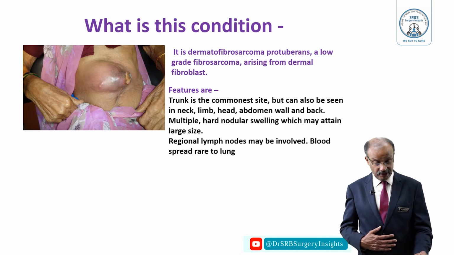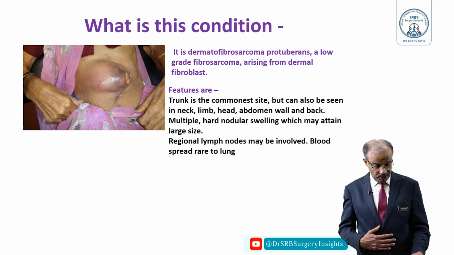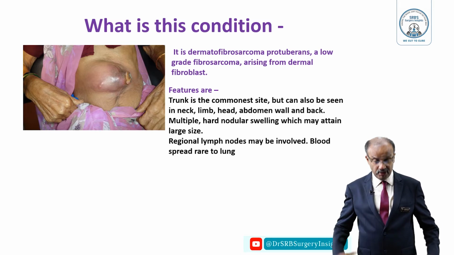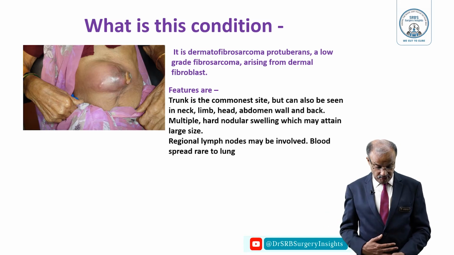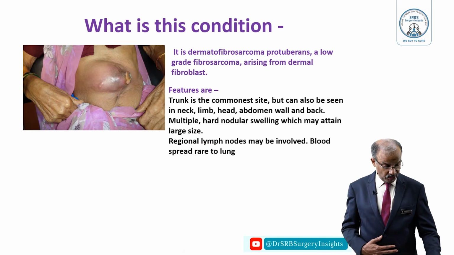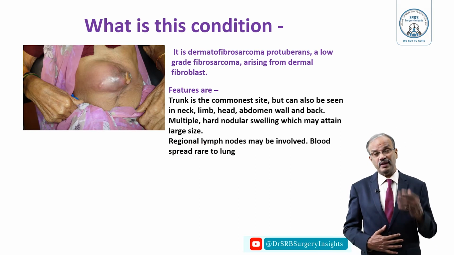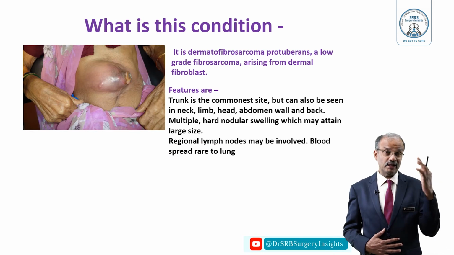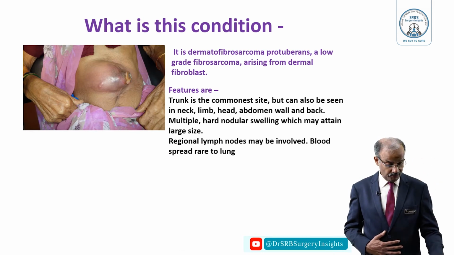So we can examine axillary lymph nodes as well as inguinal lymph nodes, both. We can go down because at the level of the umbilicus it can go down, it can go up, both sides. Blood spread is rare but to the lung. All sarcomas spread mainly to the lung, then of course later liver, bone, brain and other areas.